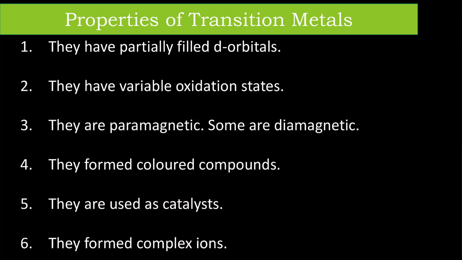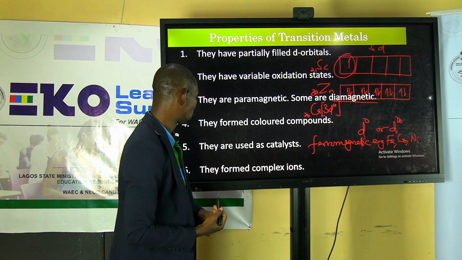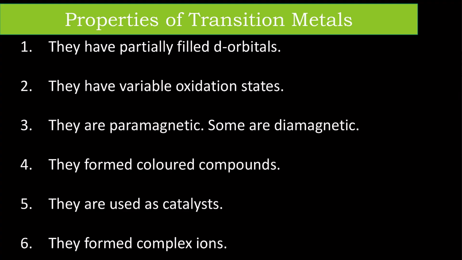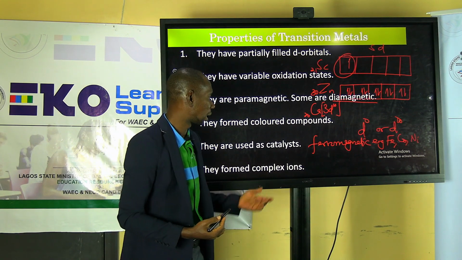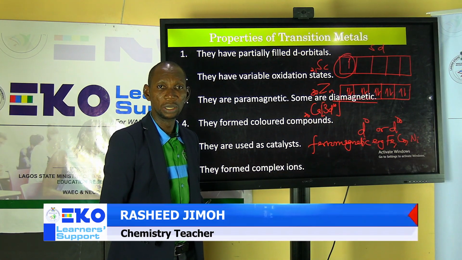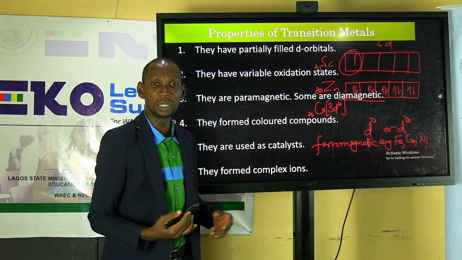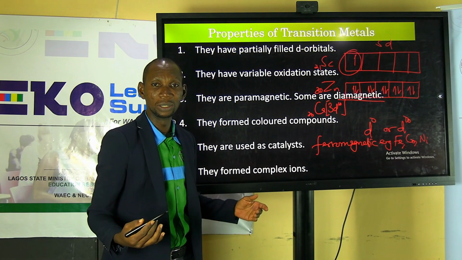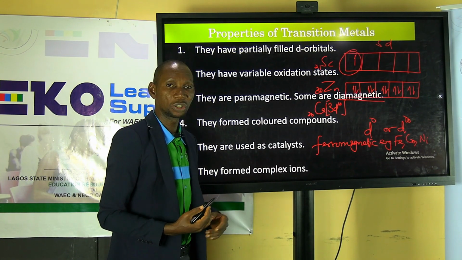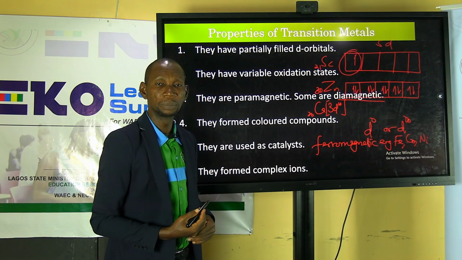All right, now they form colored compounds. Most compounds of transition metals are colored. You are going to see some of those compounds shortly. They are used as catalysts. Most industrial reactions are catalyzed with transition metals. For example, in the Haber process of ammonia, we use finely divided iron. In the contact process of H2SO4, we use vanadium pentoxide. In the hardening of vegetable oil, we use nickel. So you can see that industrial reactions are usually catalyzed, and the catalysts used are the transition metals.